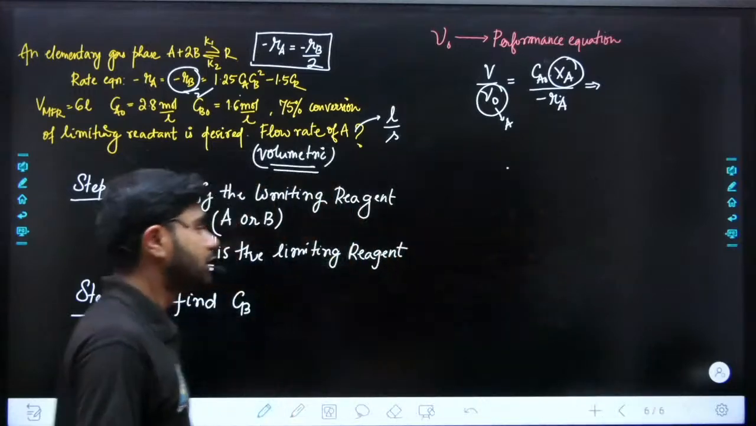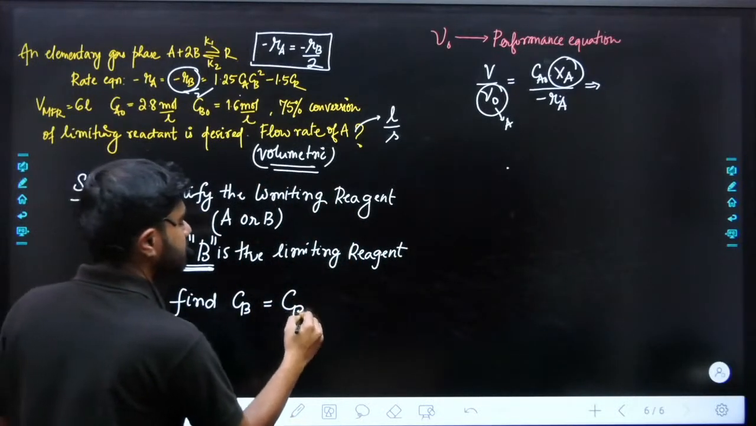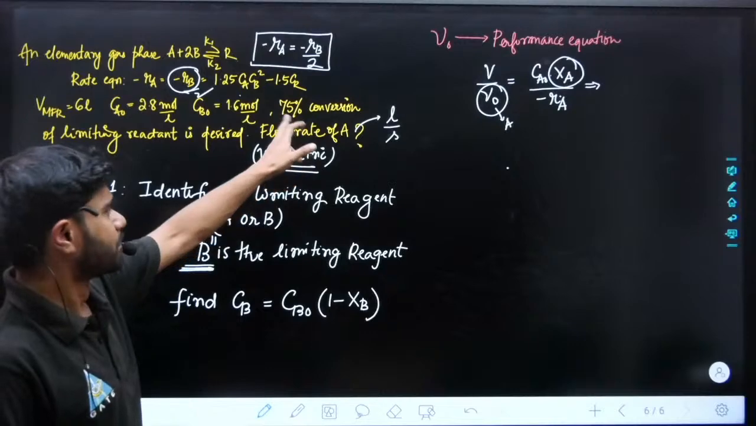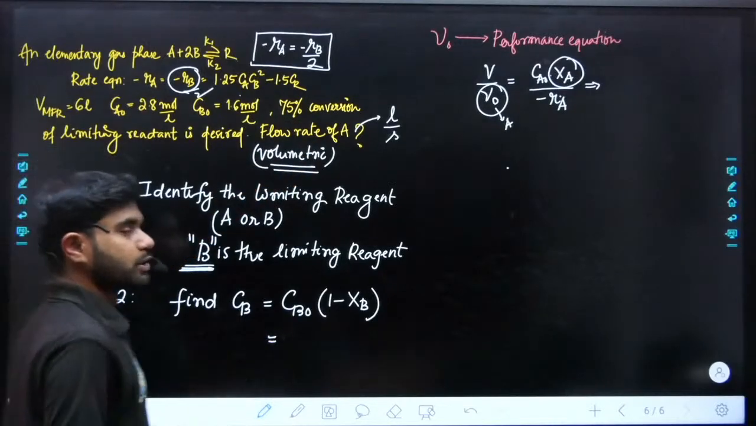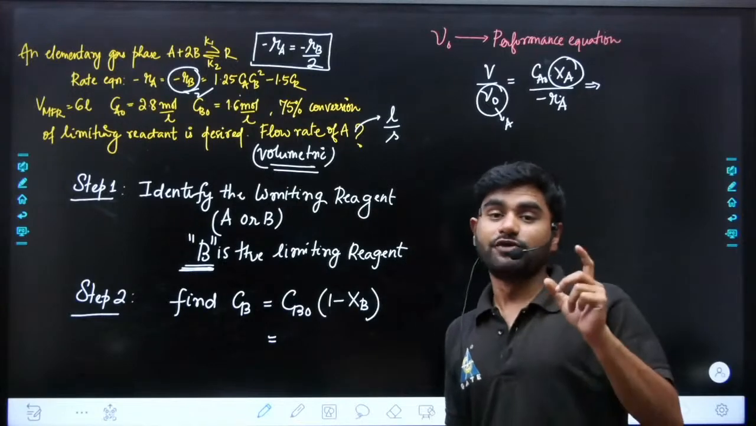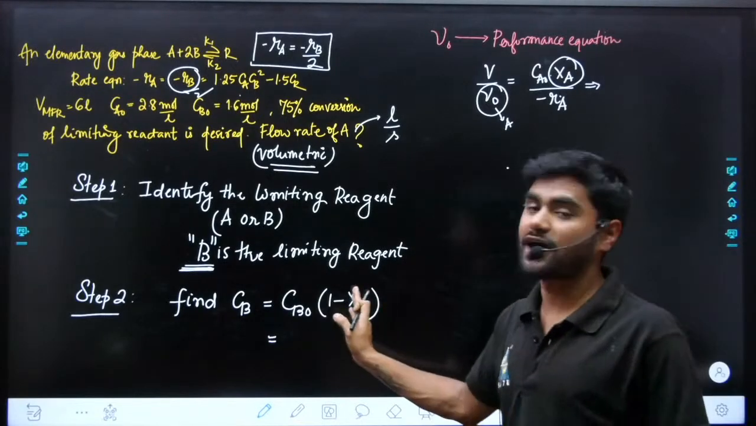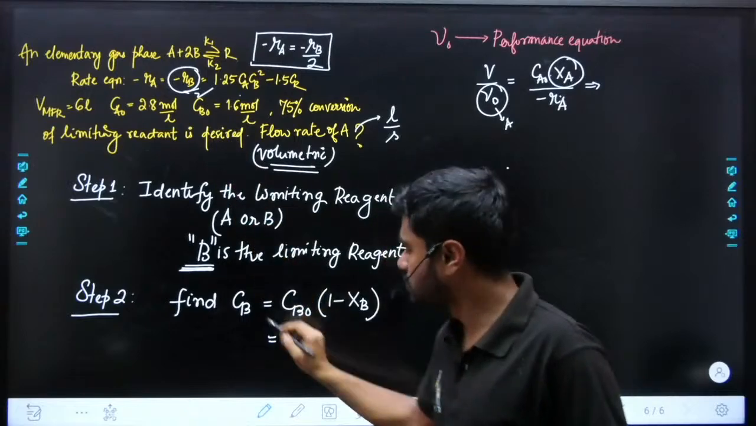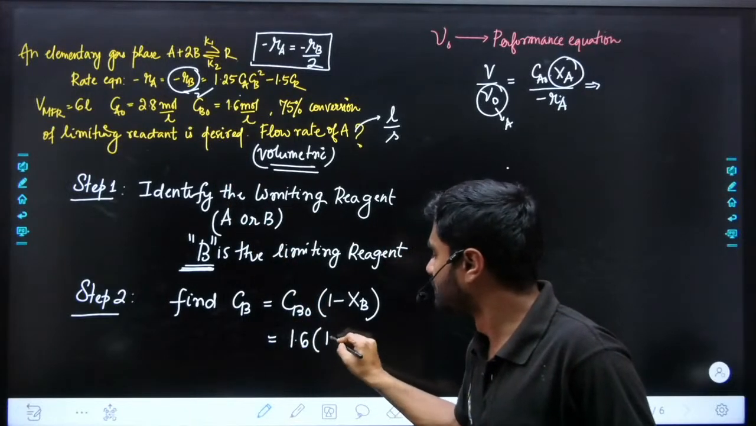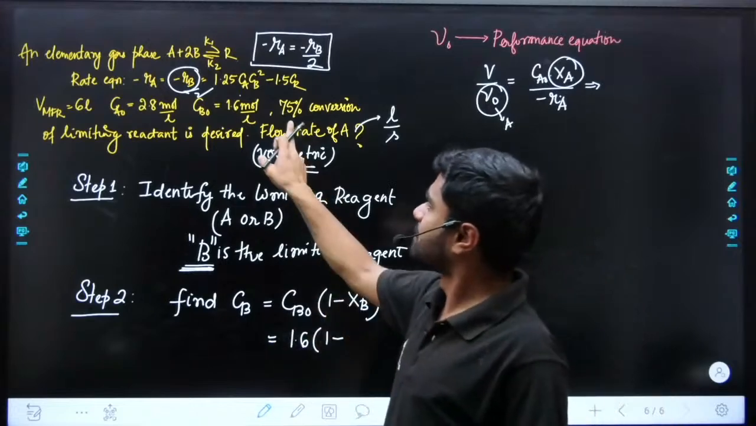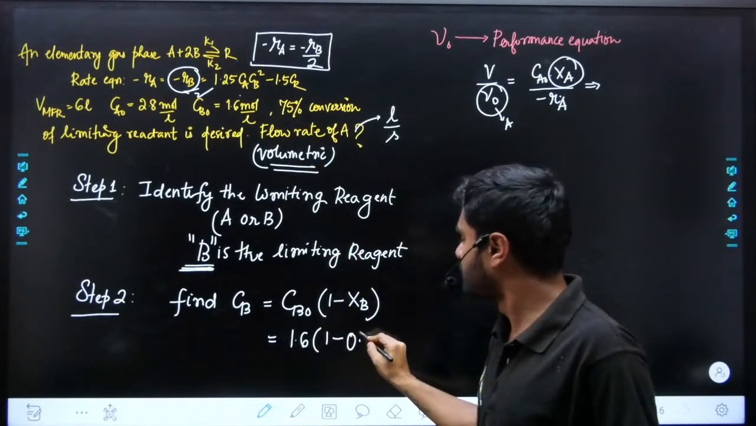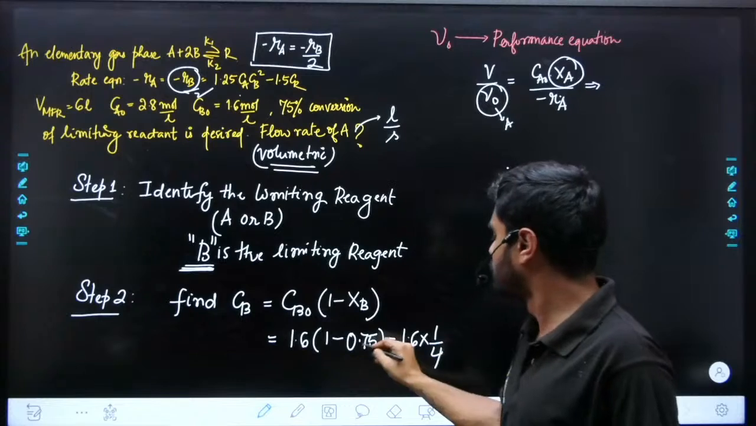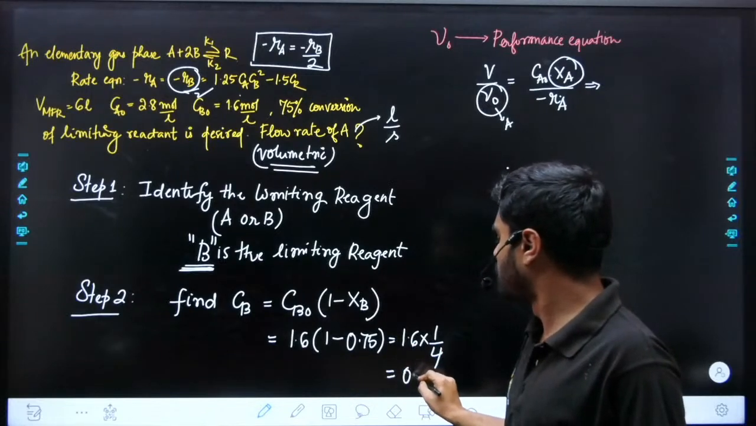Okay, CB will be equal to what? CB will be equal to CB naught into 1 minus XB, right, in terms of conversion. The 75 percent conversion is given, so XB will be 0.75. We have to find XA, right? For XA we have to make some calculations with respect to B. So CB naught has been given as 1.6, so I just write here 1.6 into 1 minus XB, which is 0.75, so 0.25. Overall it is 1.6 into 1 by 4, because 0.25 is 1 by 4, so accordingly I get 0.4 over here.